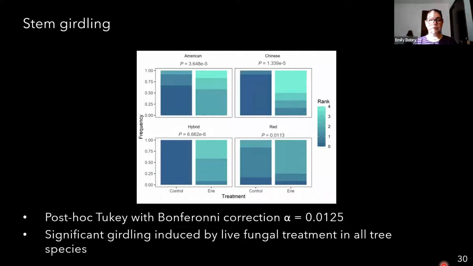For our stem girdling, this is the last little piece of our data analysis here. We again are utilizing a frequency plot to give you an idea of how often we saw different rankings of 0 to 4, with 4 being the most significant girdling and 0 being no girdling present. Here we utilized that post hoc Tukey test with a Bonferroni correction, and we saw that there was significant girdling induced in all of our tree species, including the oak, with the live treatment compared to the control.